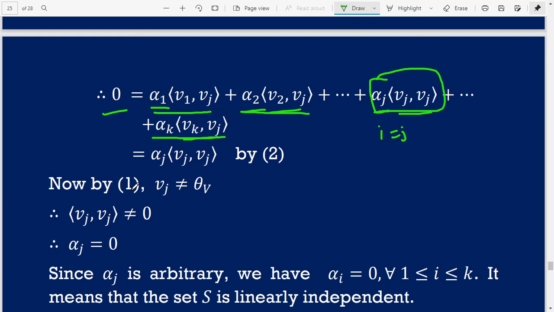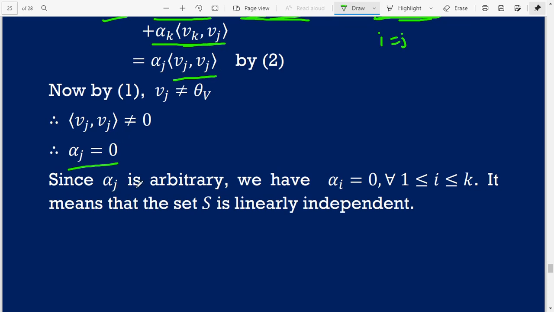Now by condition 1, Vj is not 0 vector. So the inner product Vj with Vj is not equal to 0. So alpha_j is equal to 0. Since j is arbitrary, we have alpha_i equal to 0 for every 1 ≤ i ≤ k. It means that the set is linearly independent.